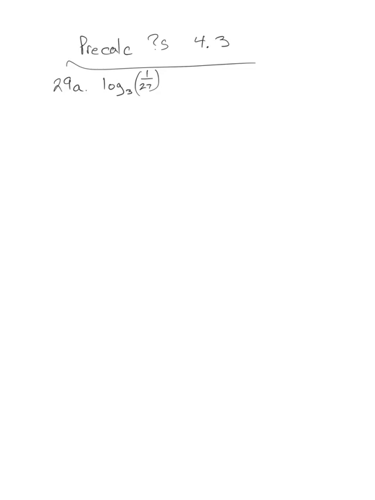So 29a is the log base 3 of 1 over 27. The whole point is that you want your base, the 3, to be the same as the base in the parentheses, if you can make it that way. And you can make 27 a 3, except it's in the denominator.